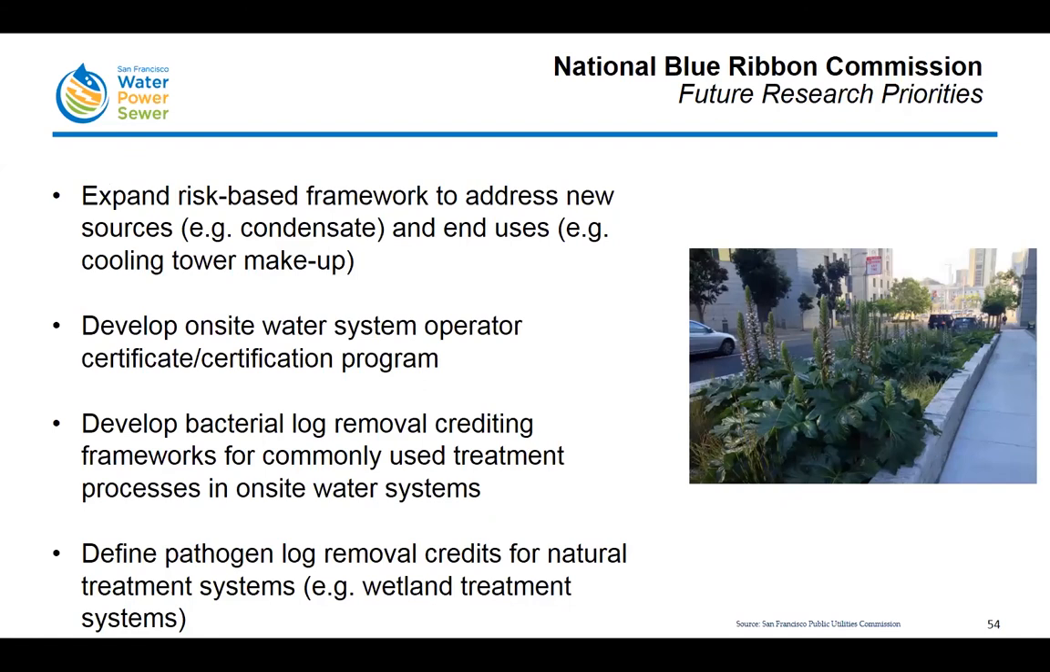And then, we have a lot of research priorities that we are hoping to accomplish. Our work is not done, and that really is to think about expanding our risk-based framework to address other types of water sources that were not currently in the table, for example, condensate, as well as end uses such as cooling tower makeup. We're also invested in developing an on-site water system operator certificate or certification program. And then, looking to do more research into developing crediting frameworks for commonly used treatment processes and on-site systems.